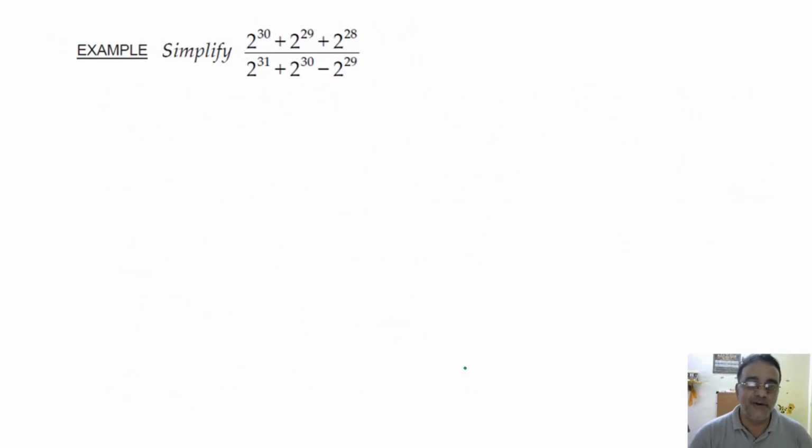This is also a very good question. Simplify 2 to the power 30 plus 2 to the power 29 plus 2 to the power 28, upon 2 to the power 31 plus 2 to the power 30 minus 2 to the power 29. Okay. So यहाँ पे देखो ध्यान से, which is the lowest power in numerator? 2 to the power 28. That we will take common.